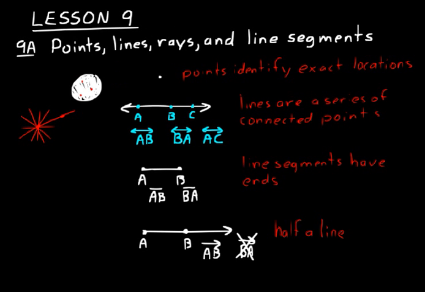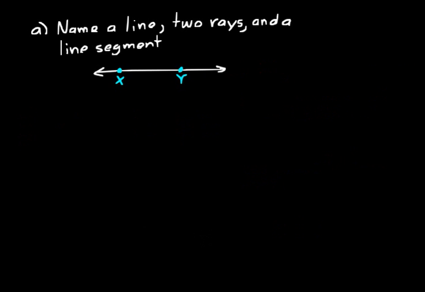Let's go ahead and do some practice problems. Look at practice problem A. What I want you to do is name a line, 2 rays, and a line segment from that figure I have there. So one line that you could say is line XY. You could also say line YX, but let's just say line XY and put an XY with a line over the top of it.